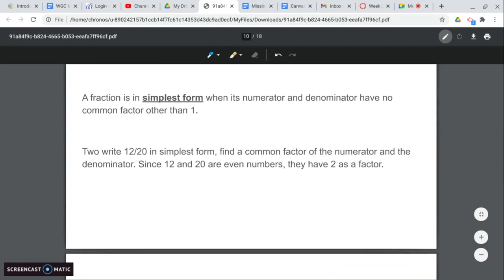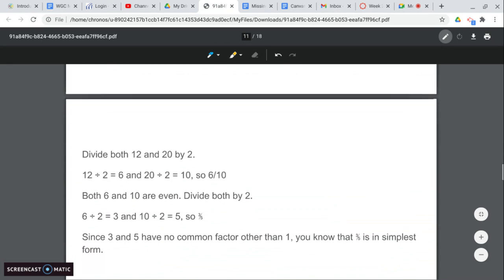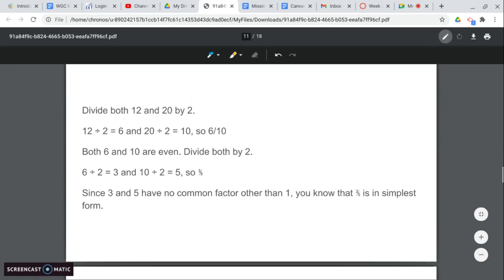A fraction is in simplest form when its numerator and denominator have no common factor other than 1. To write 12/20 in simplest form, find a common factor of the numerator and the denominator. Since 12 and 20 are even numbers, they have 2 as a factor. Divide both by 2. 12 divided by 2 is 6, and 20 divided by 2 is 10. So we're at 6/10, but 6/10 is still even, so we have to divide by 2 again.